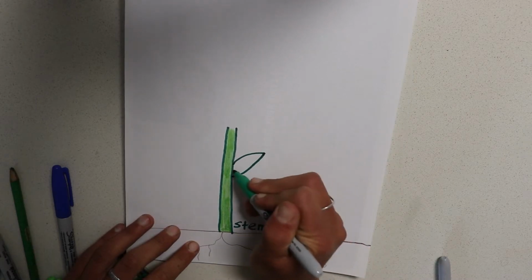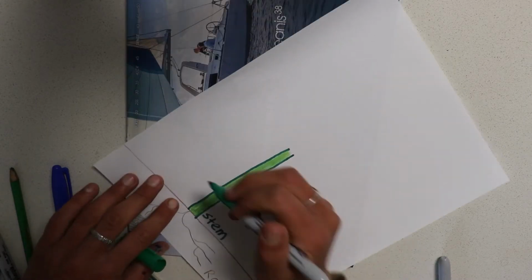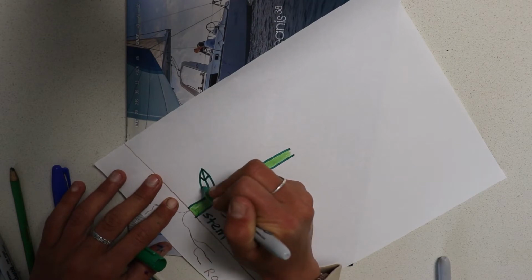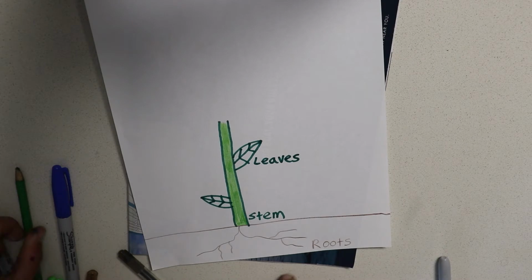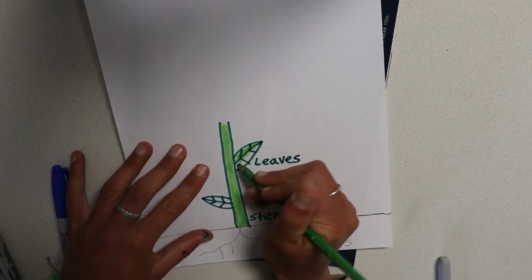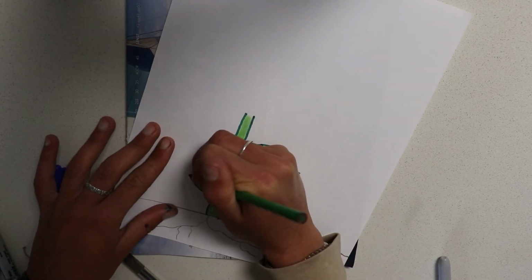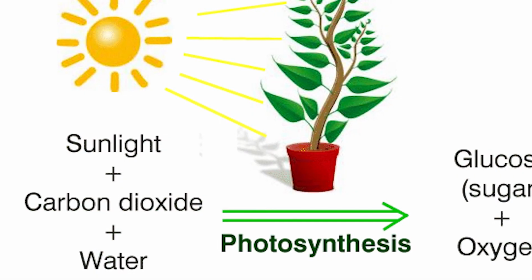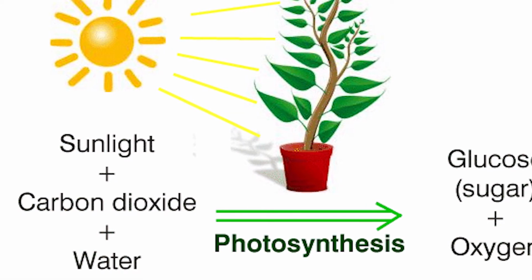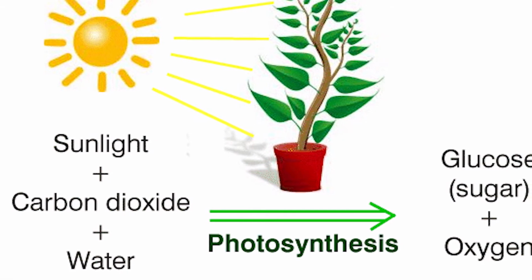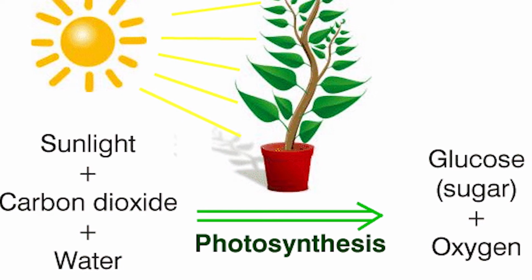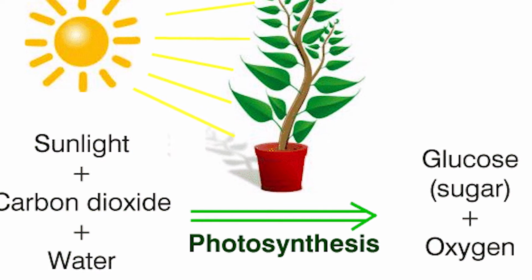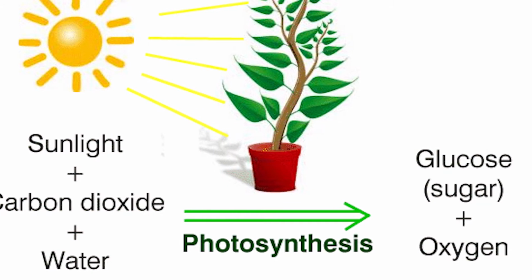Next, we are going to add some leaves onto the stem. Why do you think a plant needs leaves to survive? Leaves are important because they make food for the plant. Through a process called photosynthesis, the leaves take in sun, carbon dioxide, and water. This produces food for the plant in the form of glucose or sugar, and oxygen for the animals, such as us.